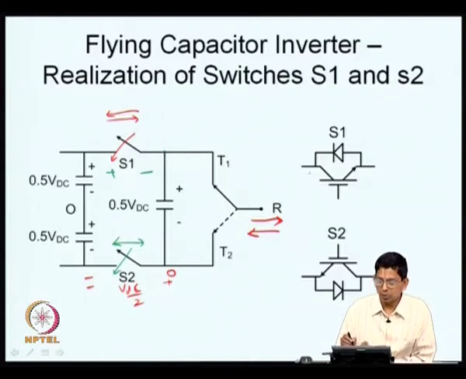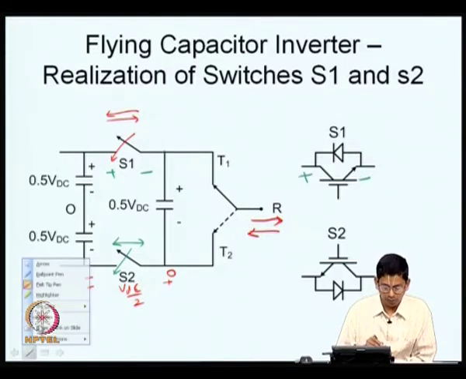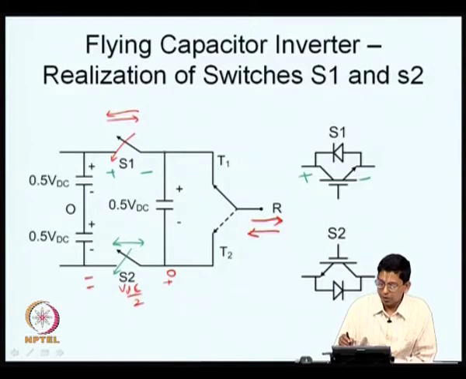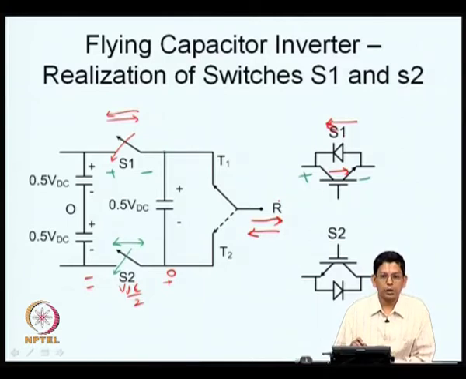So, this is what perfectly fits our bill. So, what you need is a bidirectional current carrying switch and a voltage blocking capability as shown here. The same way for S2. So, you just basically use an IGBT with an anti-parallel diode that serves the purpose for S1 and S2 now. Now, what we need to do is we need to look at how to realize this single pole double throw switch.